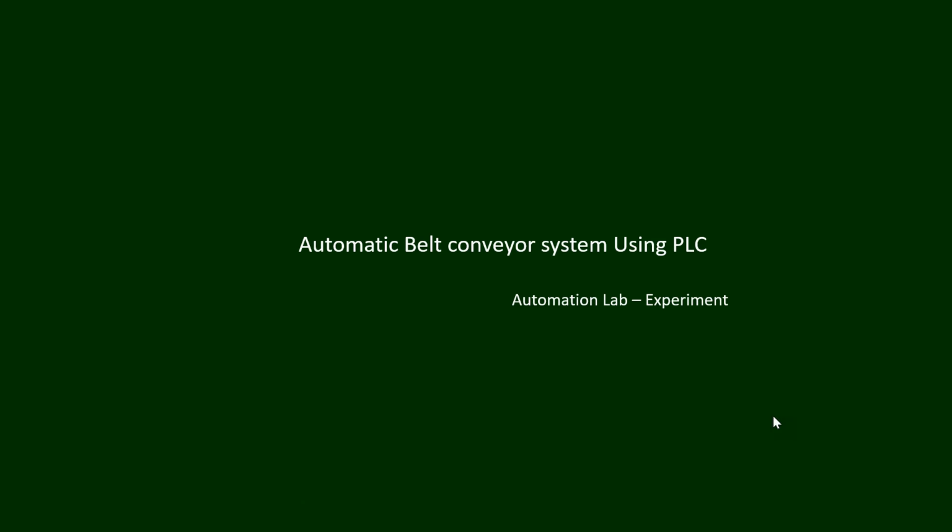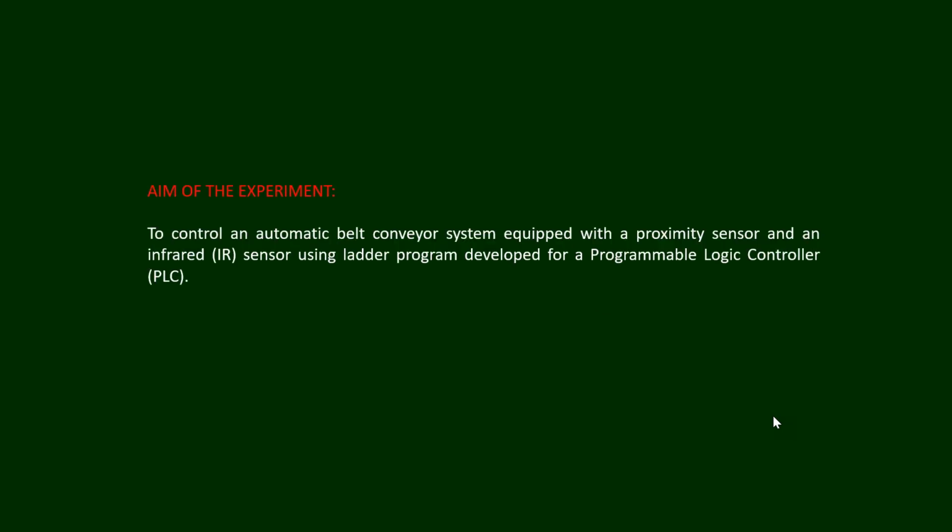Today we are going to see about automatic belt conveyor system using programmable logic controller. This one we normally do in the automation lab as an experiment, but we are going to see some theory about this automatic belt conveyor system using PLC.